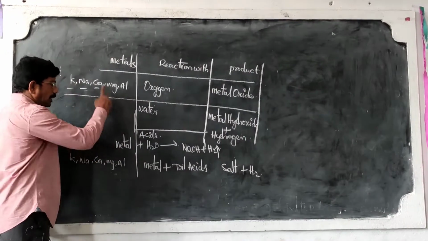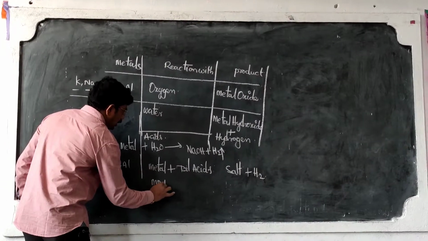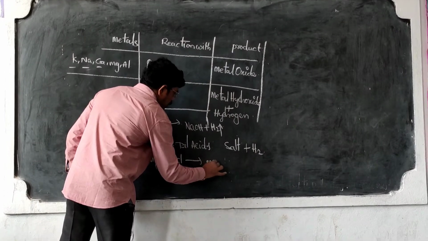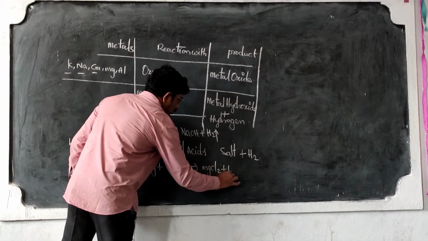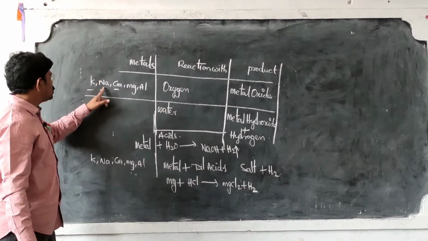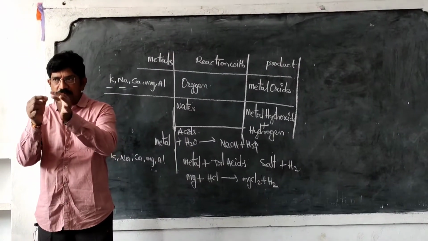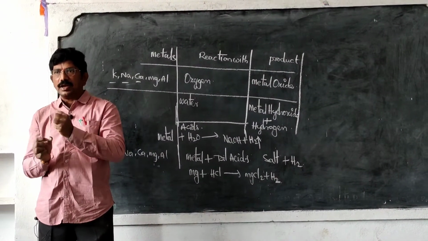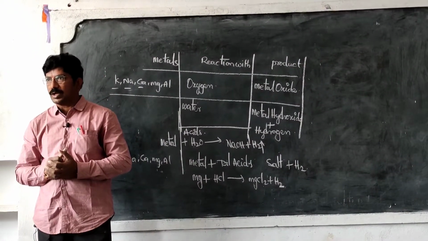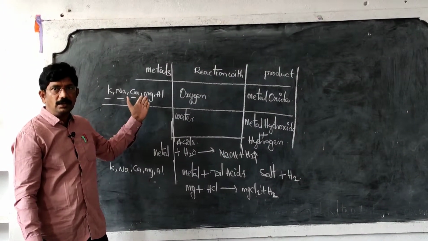Are you clear about that one? If you take magnesium, it reacts with HCl and forms magnesium chloride, MgCl2, plus hydrogen. Next, potassium, sodium and calcium: as soon as they touch the acid surface, they readily react and an explosive reaction takes place. So they are readily reactive with acids. Are you clear? Dilute acids.